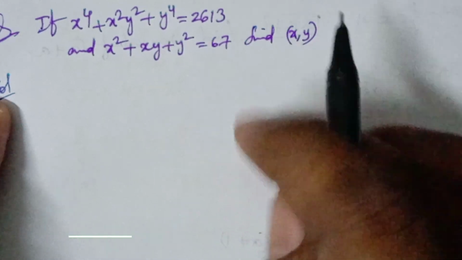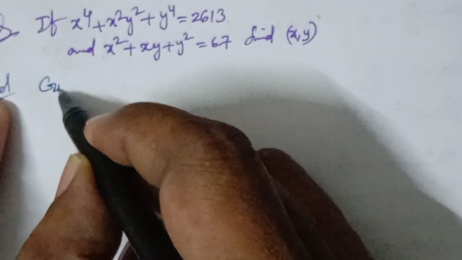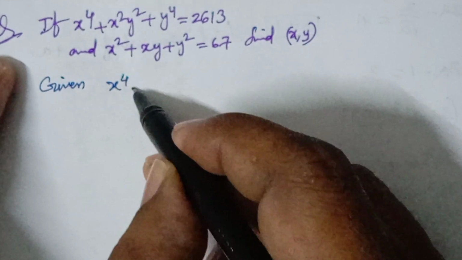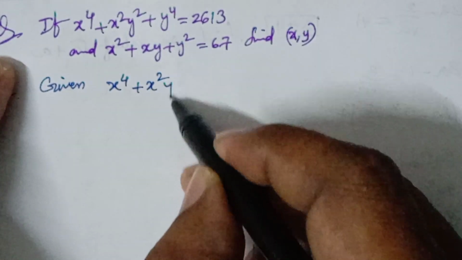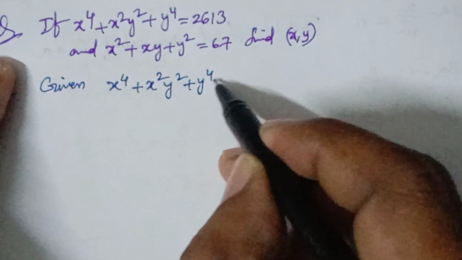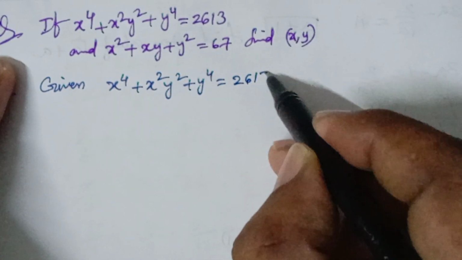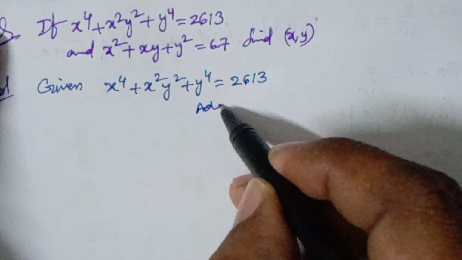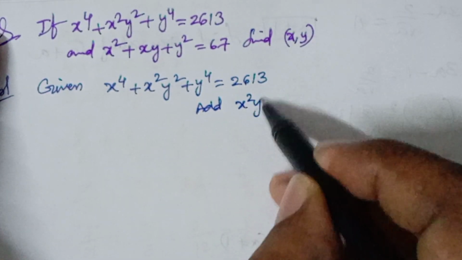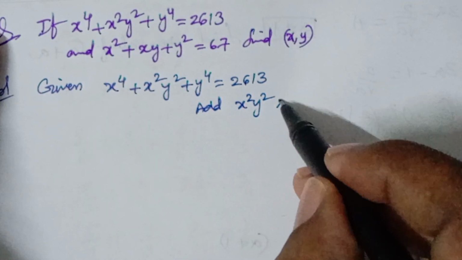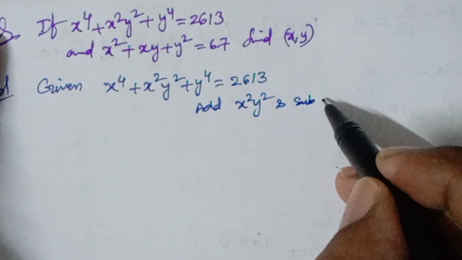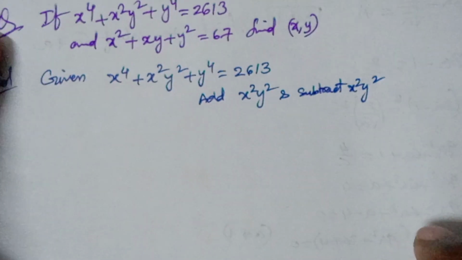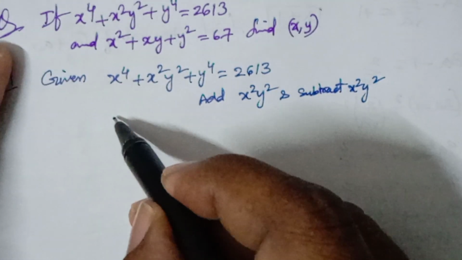So here in this problem, we have to find the values of x and y. Given x^4 + x^2y^2 + y^4 is equal to 2613. Here we are going to add and subtract x^2y^2. Why are we adding and subtracting? To make it a perfect square.